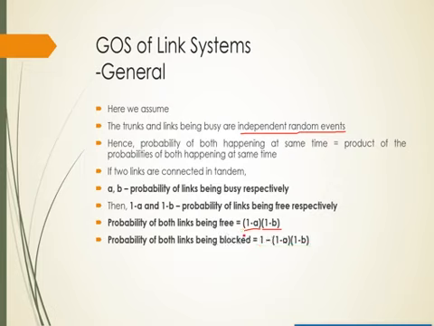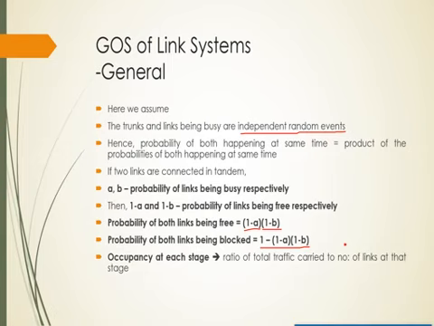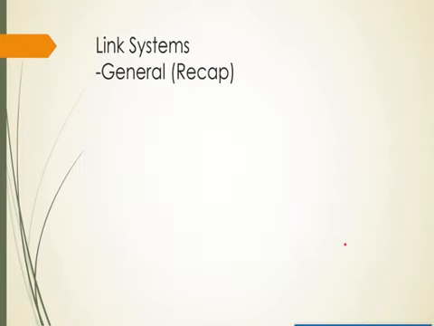Then what is the probability of blocking? That is, both the links being busy together at the same time. Since this is the overall probability of both the links being free, 1 minus this probability will give us both the links being busy, that is, the links will be blocking the calls. So this is the probability of being blocked. Now what is the occupancy at each stage? It is basically given by the ratio of the total traffic carried to the number of links at that stage.